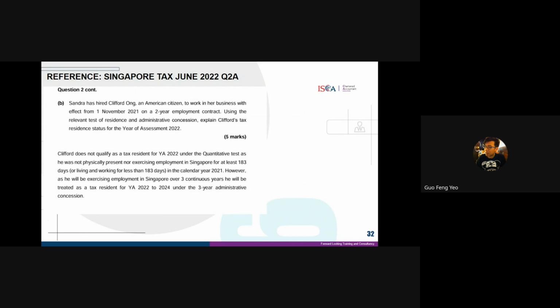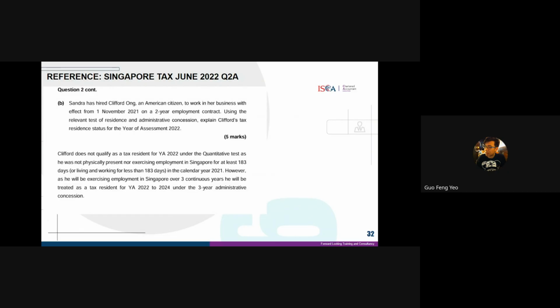So looking at the suggested solution, Clifford does not qualify as a tax resident for YA 2022 under the quantitative test, as he was not physically present nor exercising employment in Singapore for at least 183 days in calendar year 2021. Now, assuming that Clifford wasn't in Singapore until he was hired, he is only physically in Singapore between 1st November 2021 to December 31st, 2021. Therefore, under the quantitative test, Clifford would not qualify.